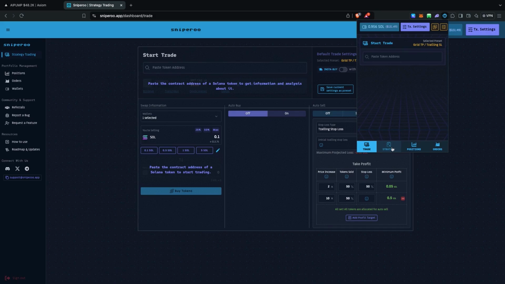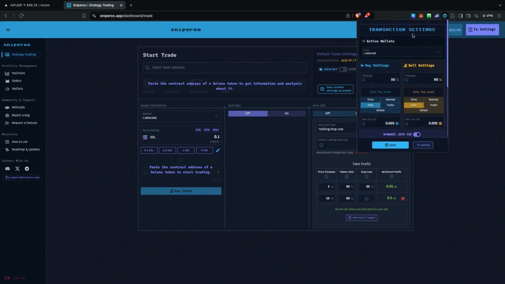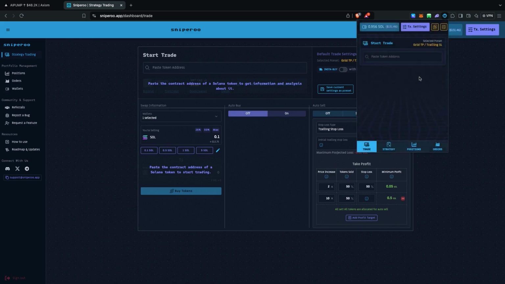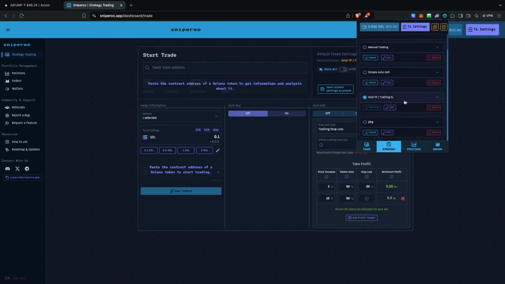So if we go to transaction settings and go down, obviously I've got dynamic jitter tip. It allows me to have the optimum fast speed, so all my transactions go through, I never get rejected. Once you do that, you also have to go to your strategy. This is very important. Grid, take profit, and the trailing stop loss is what I have highlighted.